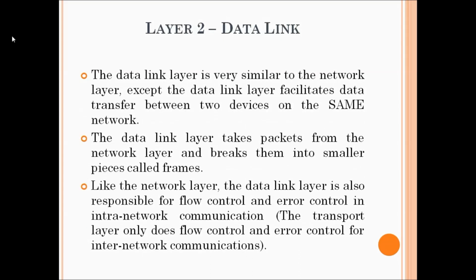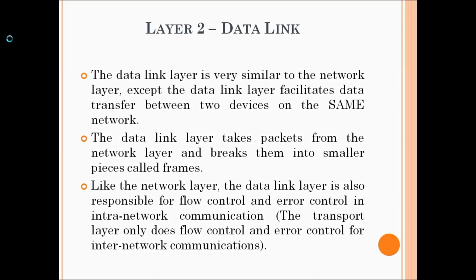Next is the data link layer. The data link layer is very similar to the network layer, except the data link layer facilitates data transfer between two devices on the same network. Network layer means devices can be from different networks, but data link layer means devices should belong to the same network, right? And one more important thing I forgot to tell you: in the network layer the information will be in the form of packets. In the transport layer the information will be in the form of segments, in the network layer in the form of packets, and in the data link layer in the form of frames, right?